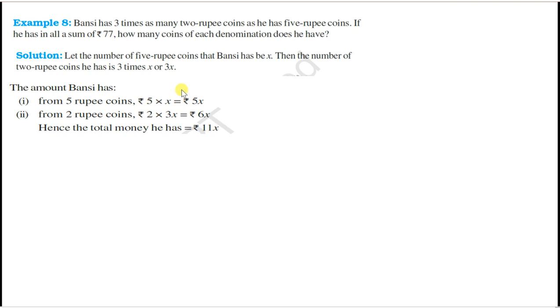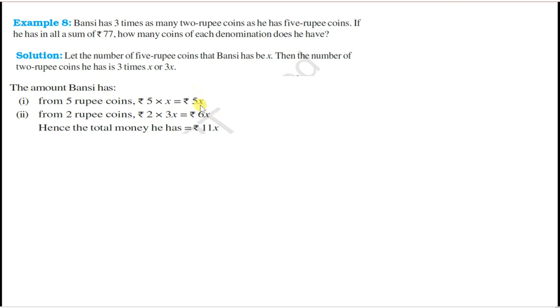जैसे 5 रुपए वाले 2 कॉइन्स हैं तो उसकी वैल्यू क्या होगी, 5 into 2, 10 रुपीज हो जाएगा टोटल वैल्यू. इसी तरह से अगर 3 कॉइन्स हैं 5 रुपए वाले तो 5 into 3. अब हमारे पास 5 रुपीज वाले x कॉइन्स हैं, सो 5 रुपीज वाले x कॉइन्स की वैल्यू हो गई 5x. इसी तरह से 2 रुपीज वाले कॉइन्स वी हैव 3x, so the value of 3x coins of 2 rupees will be 2 into 3x, that is 6x.